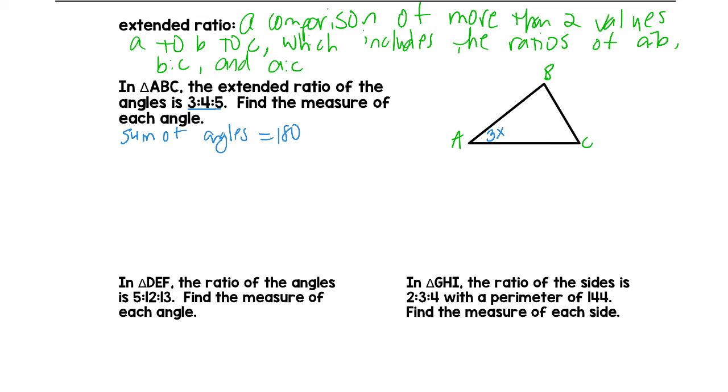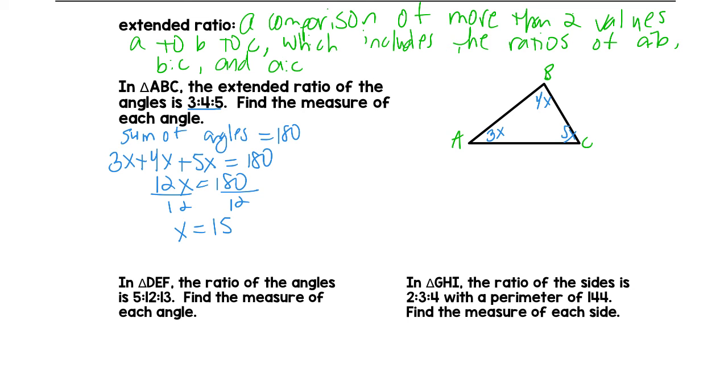as 3x, 4x, 5x. So I know if I add these angles up, 3x plus 4x plus 5x, I get 180. Well, now I have one variable and one equation, and I can solve. I add all the x's together, and I get 12x equals 180. Can divide everything by 12, and I get x is 15.